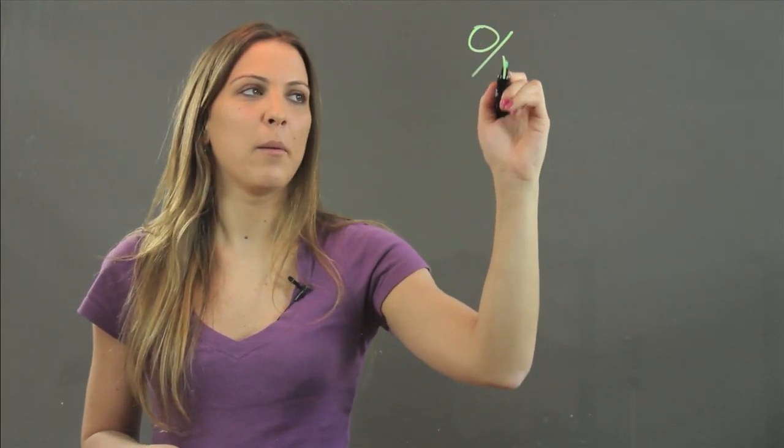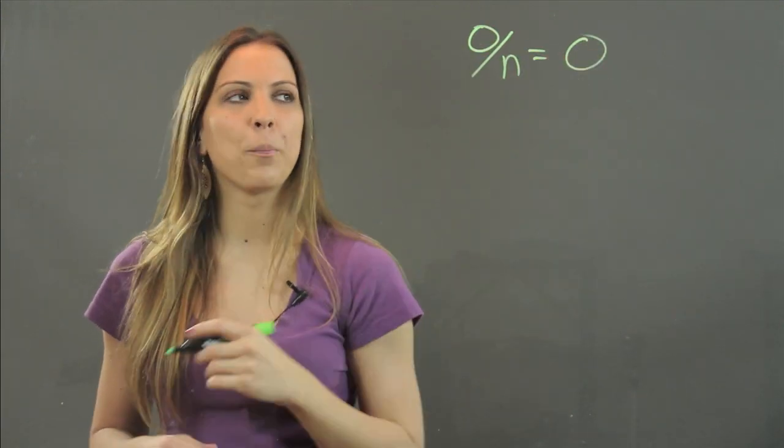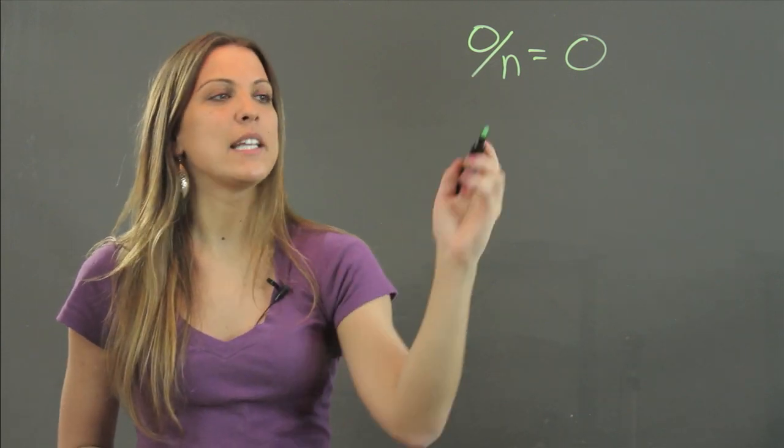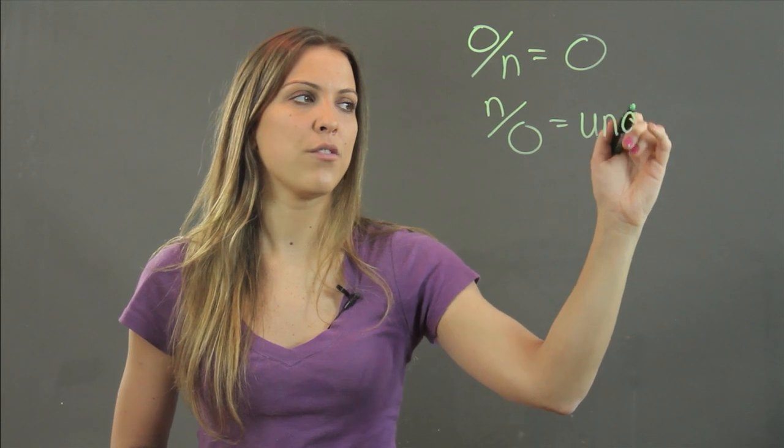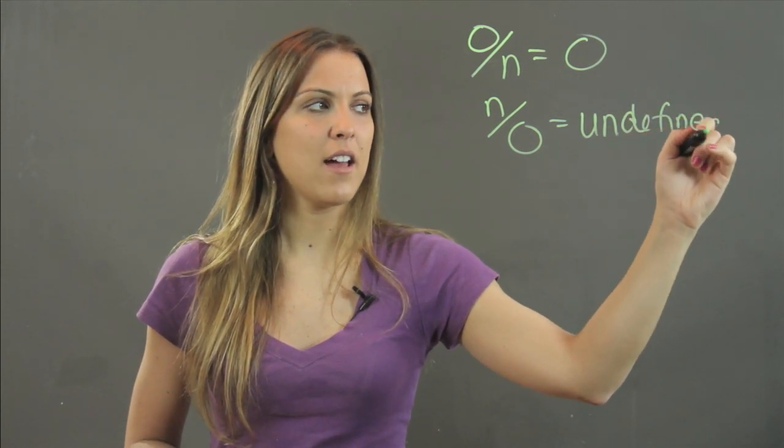I'm a mathematician, and today I'm going to talk to you about the mathematical laws of division. So the first thing you need to know is that 0 divided by any number is equal to 0. And then the second thing you need to know is that any number divided by 0 is not the same thing. It's undefined. So we cannot divide by 0.